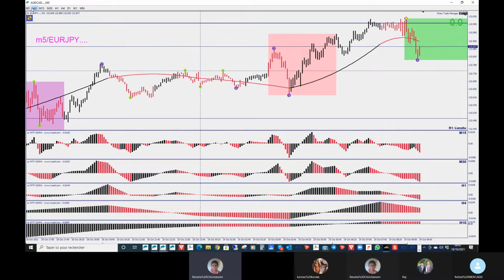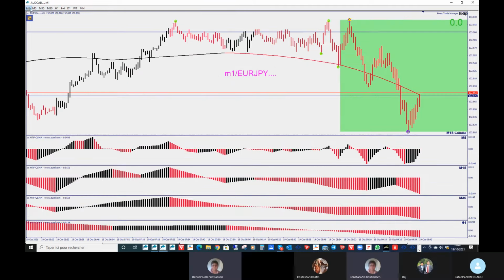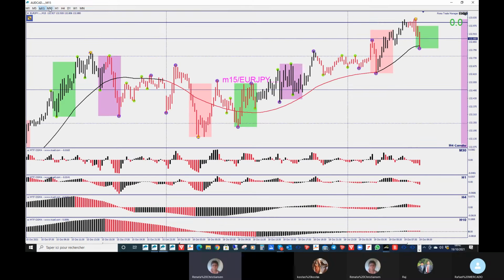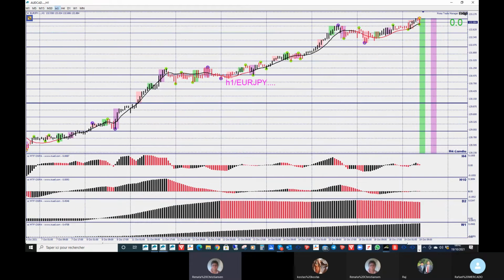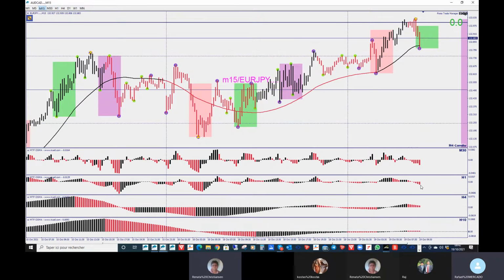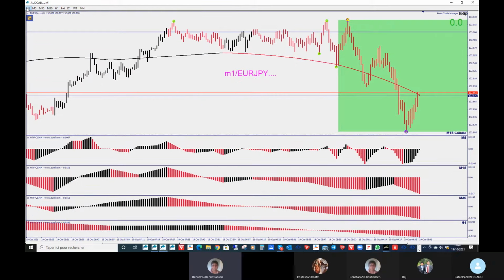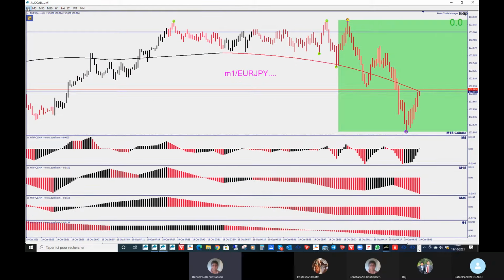Euro gen is ready. 5, 15. This ball here. 15 minutes, we're below the zero line. 5 minutes.